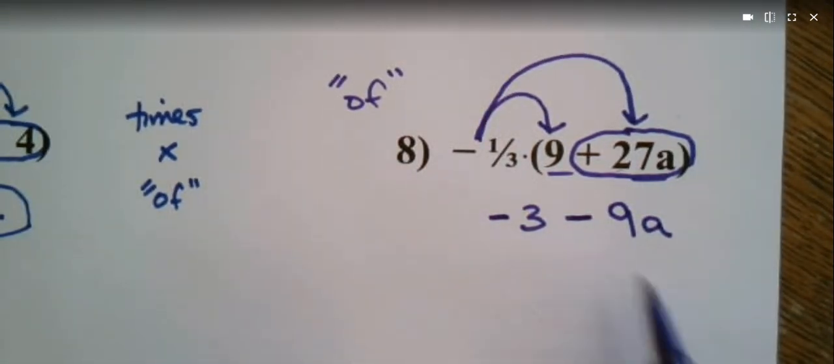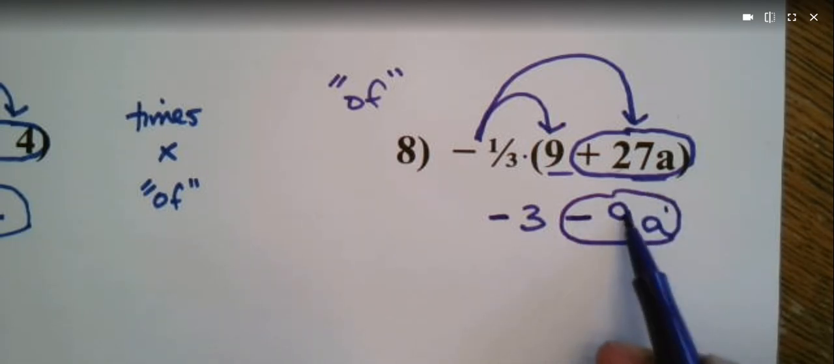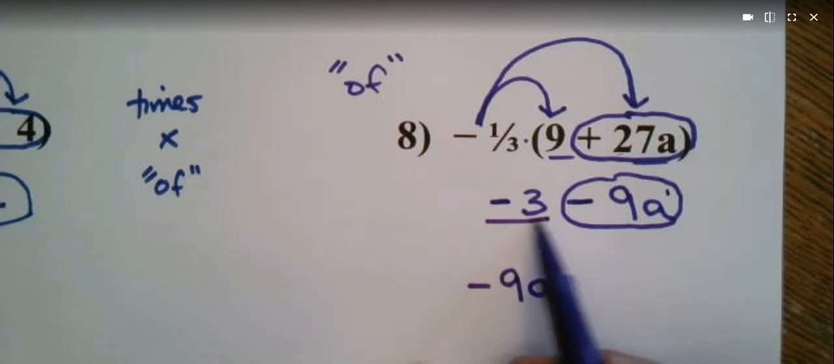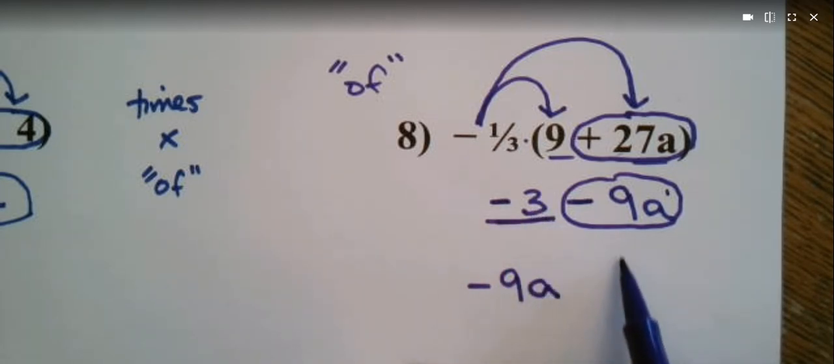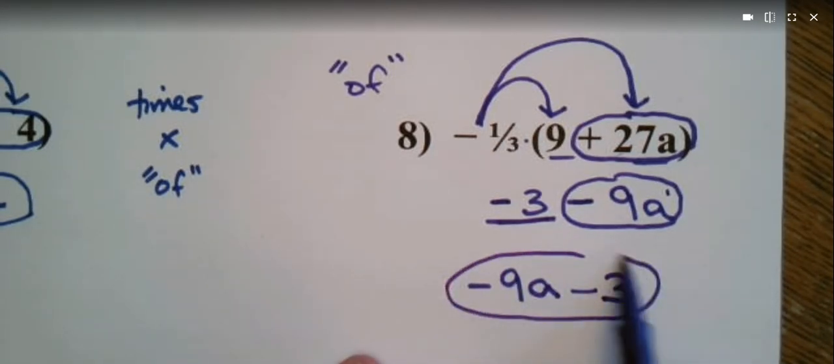Now I look at my answer and I see this is my constant. This is my variable, which has a little power of 1. I want the variable to go first. Look in front, it's a negative 9a. So negative 9a comes first, and then I have a negative 3 that comes after. Now I take a look, negative 9a minus 3, and I have it in the correct order.